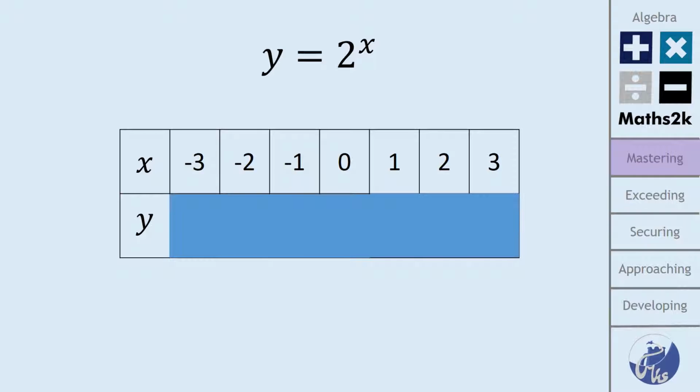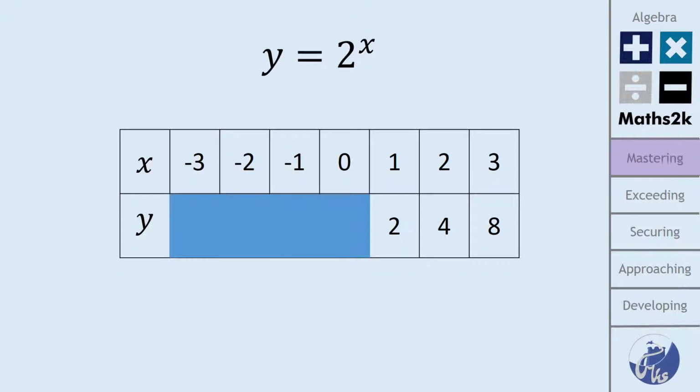Now, when I complete these tables of results, I'll often work from right to left so that I'm working with the positive values of x, which is usually a bit easier. So from the right, where we've got 1, 2, and 3, if I substitute those where x is, I would get 2, 4, and 8. And so we can see that as we're going from left to right, these values have been doubling, which we would expect with powers of 2.